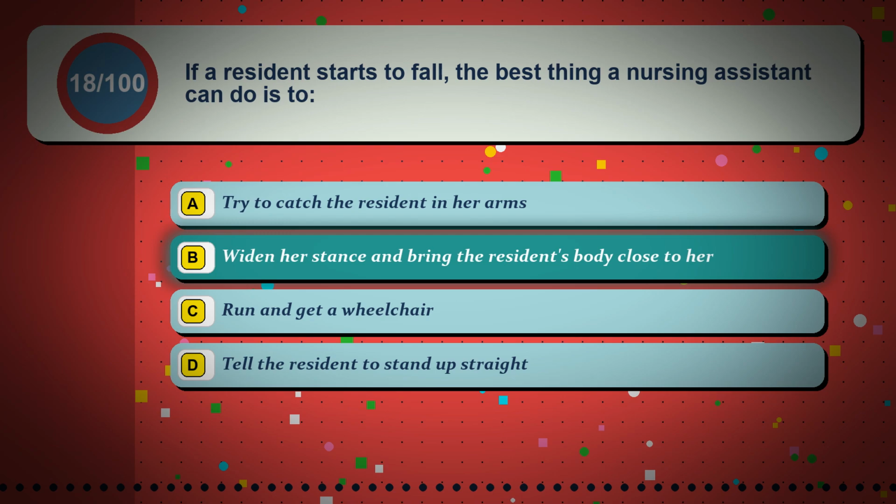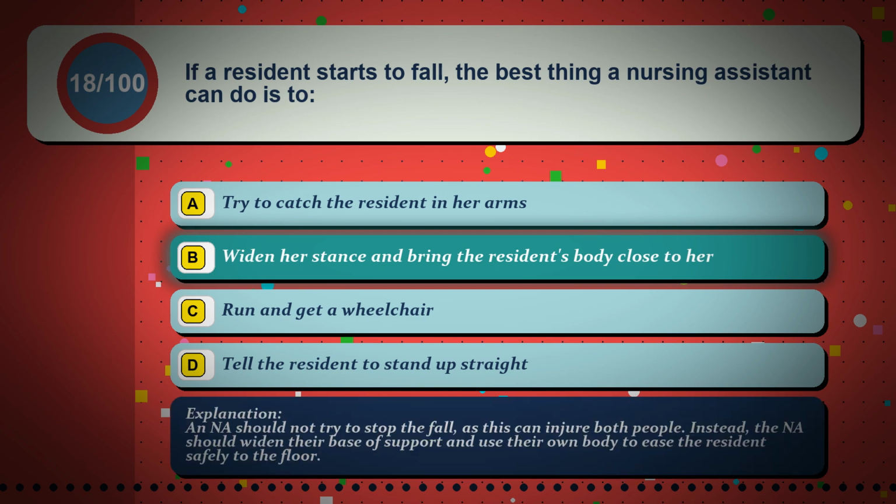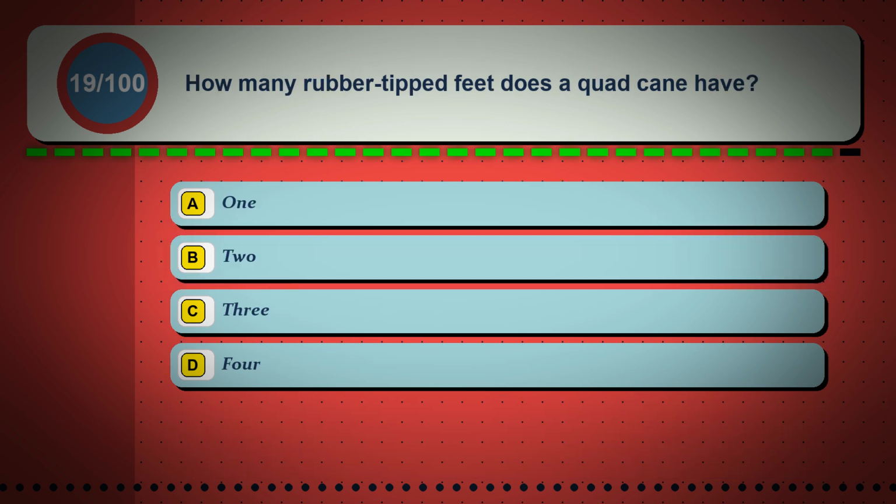The correct answer is option B. Widen her stance and bring the resident's body close to her. And NA should not try to stop the fall, as this can injure both people. Instead, the NA should widen their base of support and use their own body to ease the resident safely to the floor. Question 19. How many rubber-tipped feet does a quad cane have?